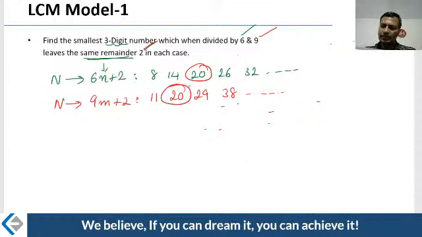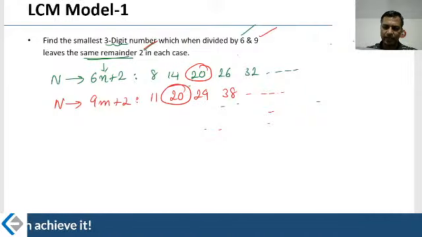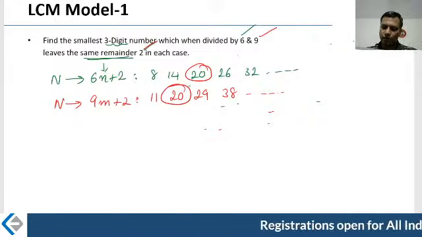20 when divided by 9, the remainder is 2. Therefore 20 is one of such numbers. 20 is one of those particular numbers. Hey, is 20 the only number? No, there may be many other numbers.